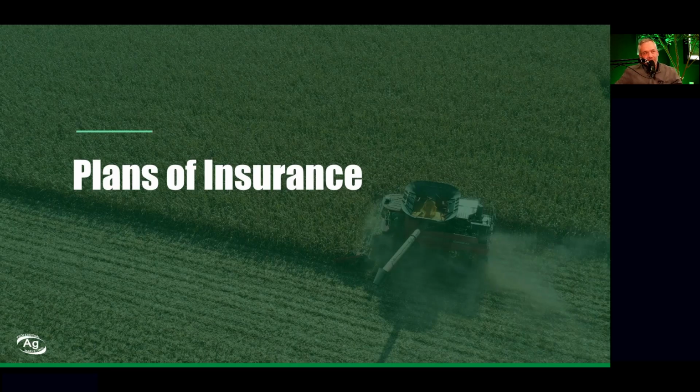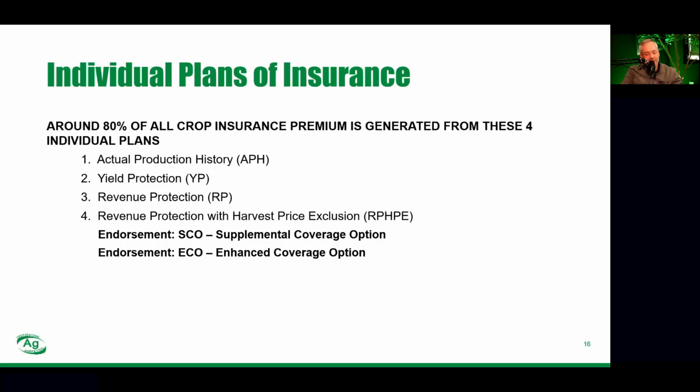So let's start talking about plans of insurance. There are two different scopes of the plans of insurance we're going to look at, and we're going to spend most of our time on our individual plans. Around 80% of all the crop insurance premium comes from an individual plan of insurance. When I say individual plan, I mean that what happens on my farm, I'm protected with these plans of insurance.